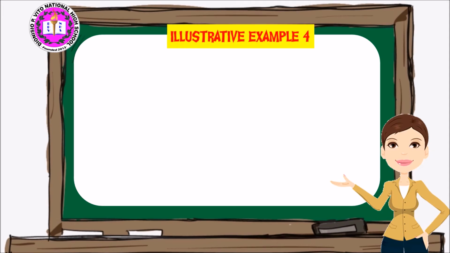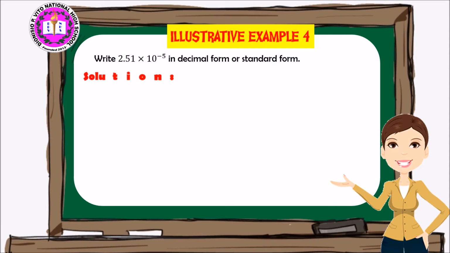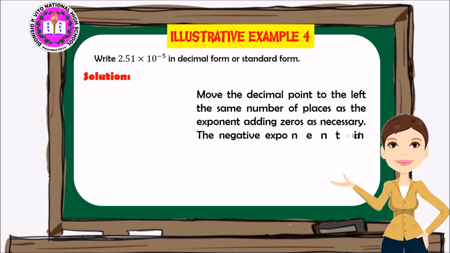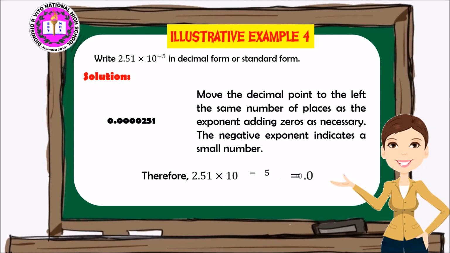For illustrative example number 4, we're going to write 2.51 times 10 raised to negative 5 in decimal form or standard form. So for our solution, we're going to move the decimal point to the left the same number of places as the exponent, adding zeros as necessary. The negative exponent indicates a small number. Therefore, 2.51 times 10 raised to negative 5 is equal to 251 ten millionths.